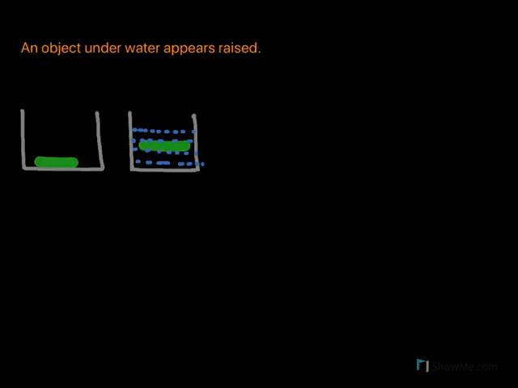Another example of refraction is an object under water appears raised. Like here we have a coin. This coin is just put in a beaker, but if you add water into that beaker, now the coin appears raised. It's actually at the bottom, but it appears raised up. Let's try to understand why this happens because of refraction.